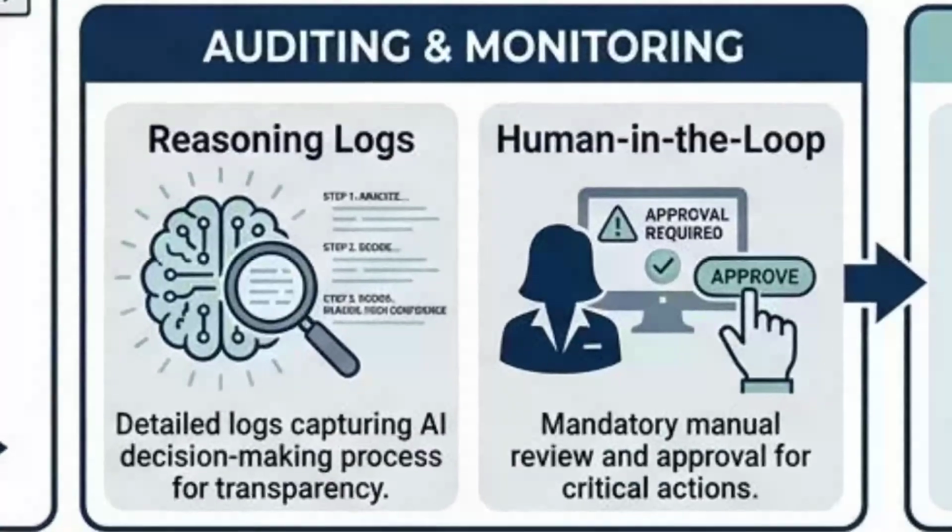When AI makes important decisions, we need ways to check that it's working fairly and correctly. That's where auditing and monitoring come in. On one side, we can examine reasoning logs, detailed records that show us exactly how the AI arrived at its decisions, giving us full transparency into its thinking process.